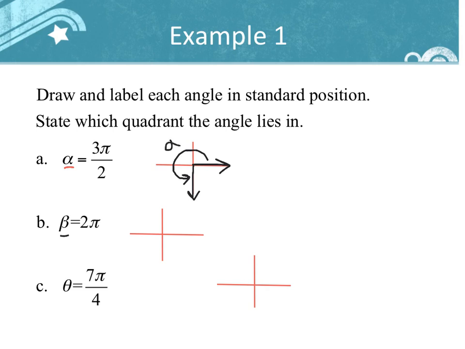This symbol, which is beta, is asking you to graph 2 pi. So I'd start again, terminal side. This time I'm going all the way around the circle back to 2 pi. So both the initial and the terminal side are the same side.